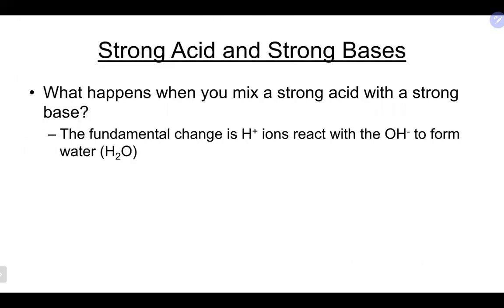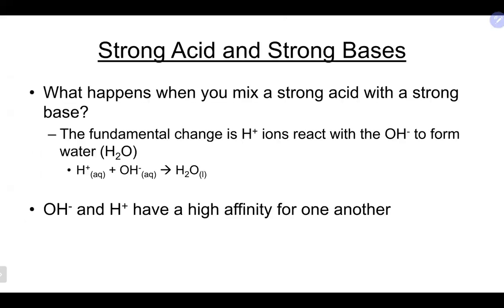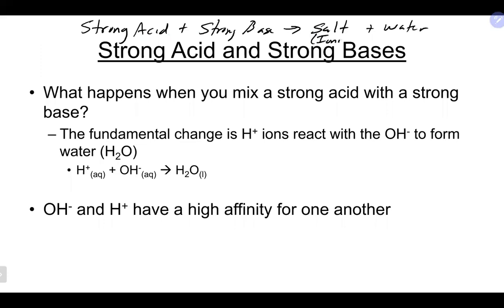So let's talk a bit about some reactions between a strong acid and a strong base. Whenever you take a strong acid and a strong base together, which I think we talked about when we discussed types of reactions, you will always get basically two things formed. You'll get a salt and water. A salt is an ionic compound, and water obviously is H2O.